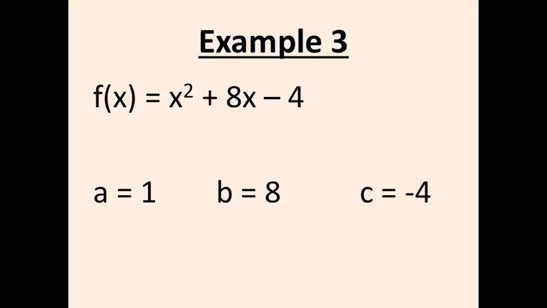Continuing on with example 3, we'll follow the same steps. Notice that there is no number in front of x squared. So a has to equal 1 because it's the only number that can be invisible in front of an x. b equals 8 and c equals -4.